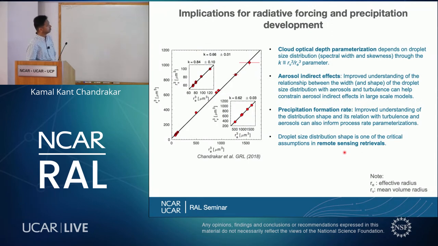So what is the implication of this work? This work is important because here we showed the turbulent fluctuation is important for determining the shape of the droplet size distribution, and that can affect the optical depth parameterization, for example, through this K parameter, which is the ratio between mean volume radius cubed and effective radius cubed. This K parameter is basically a function of spectral width and skewness, and it varies with different aerosol concentration. So better understanding of the shape of droplet size distribution in this turbulent condition and different aerosol regimes would help constrain the aerosol indirect effect, as well as help to improve the precipitation rate parameterization in bulk models. Again, the theoretical shape could also be useful for improving the remote sensing retrieval of cloud properties.